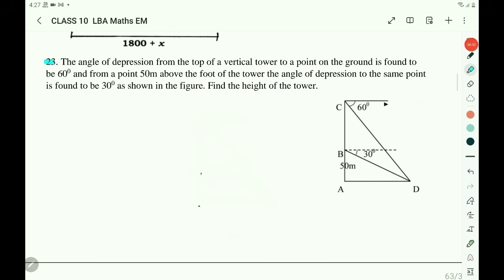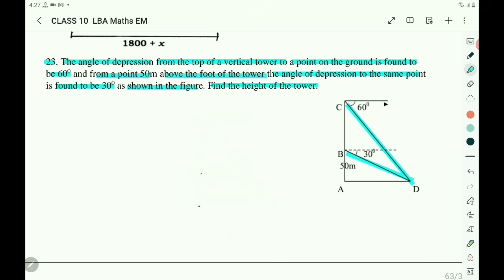Question number 23. The angle of depression from the top of a vertical tower to a point on the ground is found to be 60 degree, and from a point 50 meter above the foot of the tower, the angle of depression to the same point is found to be 30 degree as shown in the figure. Find the height of the tower. Here two angles of depression are there, two lines of sight which are seen below the horizontal level.